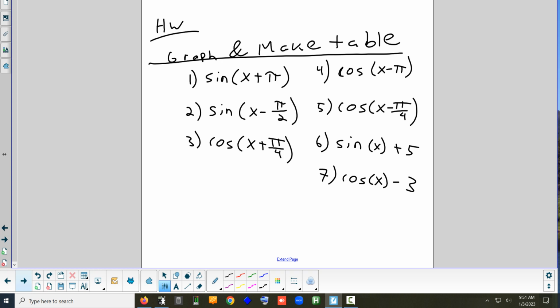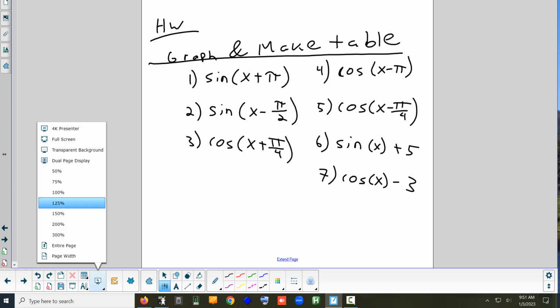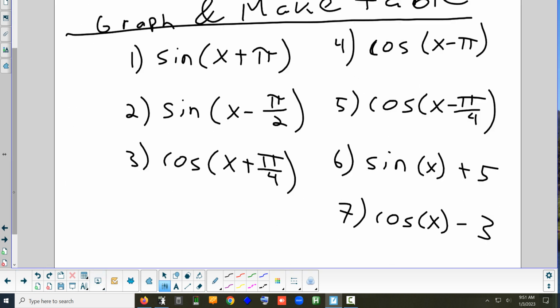Okay, so we'll go over that tomorrow, and then on Wednesday we will finish up the other 2 transformations we didn't do, which are the stretches. Stretching left and right, stretching up and down. Okay, so again, do not do the worksheet on Schoology. This is the one you want to do.